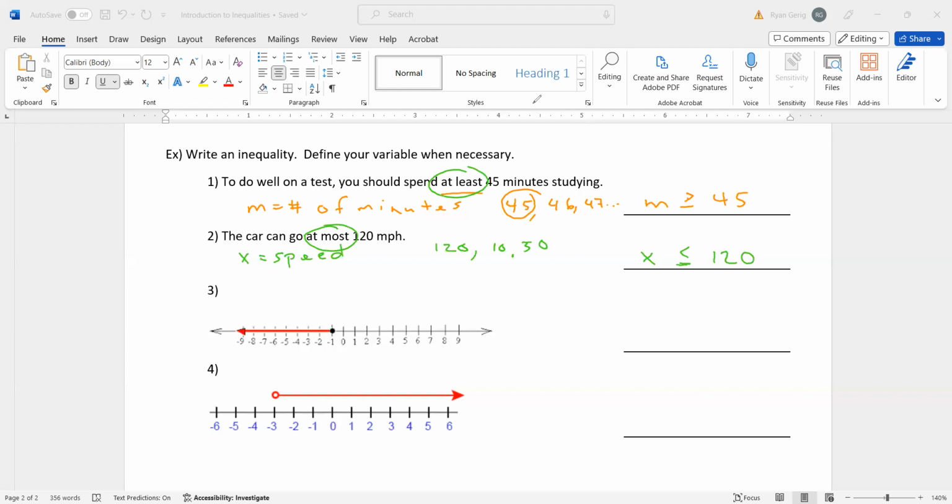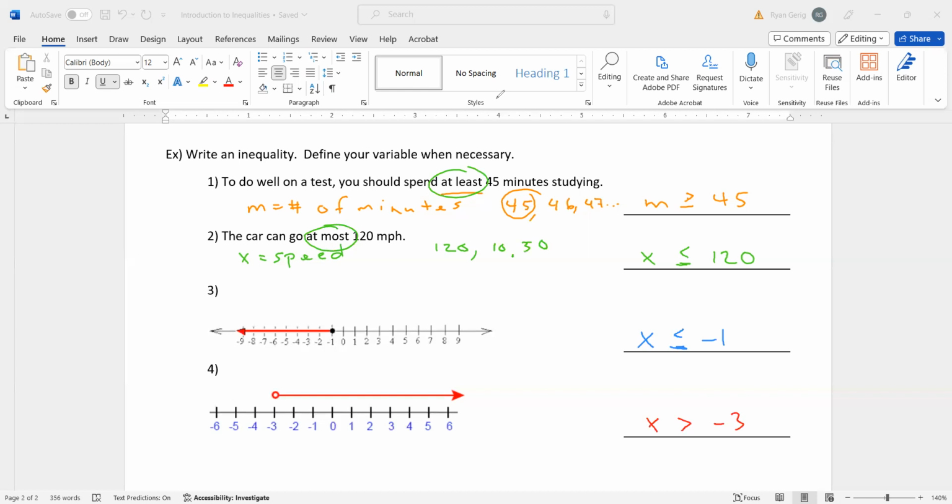From the graph is a little bit easier, at least in my opinion. I always like to put the variable on the left. You don't have to. And the number that has the circle is -1. Is it filled in? Yes, it is. So it's going to be equal to. And it's shading to the left. So it's shading the numbers less than -1. There you go. And then the last one, I do, again, x. It's at -3. It's open, so it's not equal to. And its numbers bigger than -3.